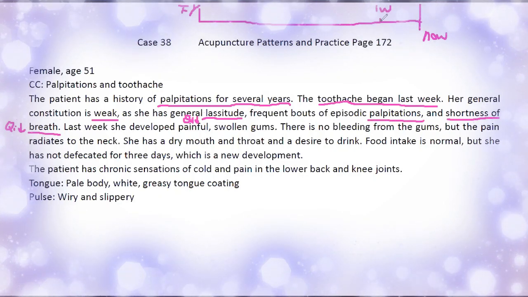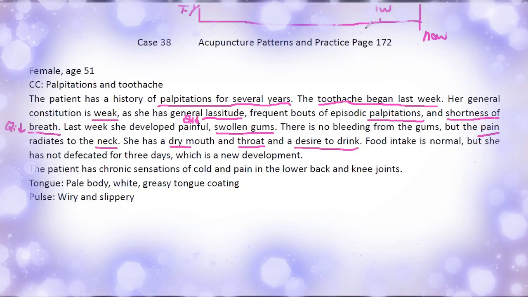And last week, from here, dry mouth and dry throat, and development of painful swollen gums. We say gums basically belong to the stomach. No bleeding, basically swollen but painful, radiating to the neck, which means more severe, with dry mouth, dry throat, and desire to drink. So putting the picture together, we have excessive heat symptoms in the gums. The gums are on the stomach channel.